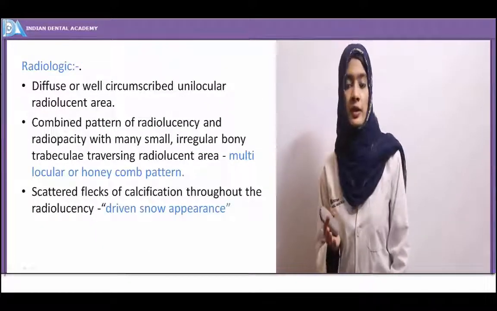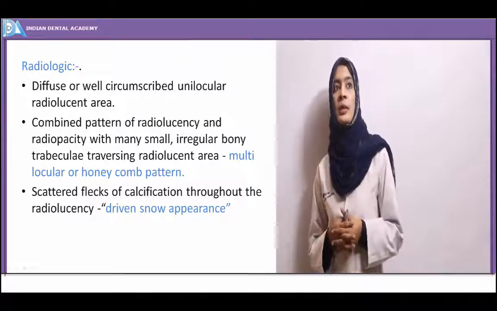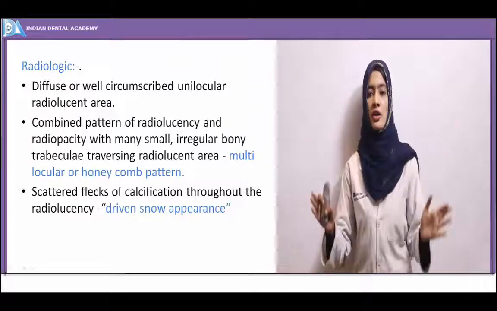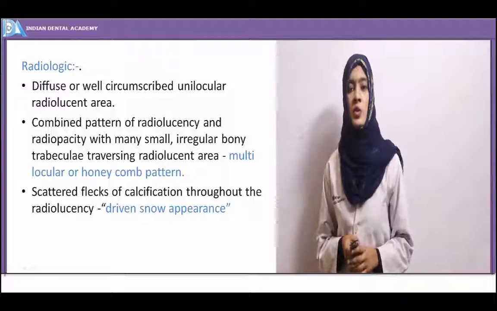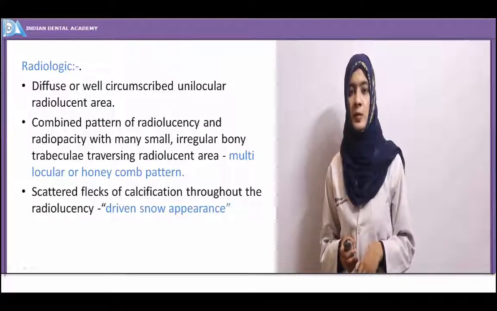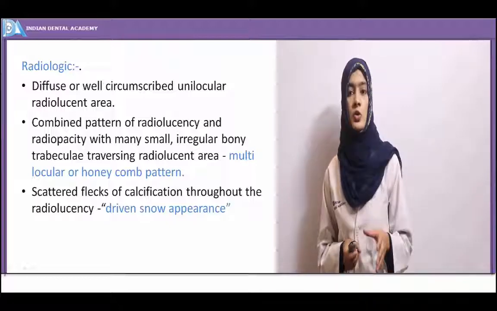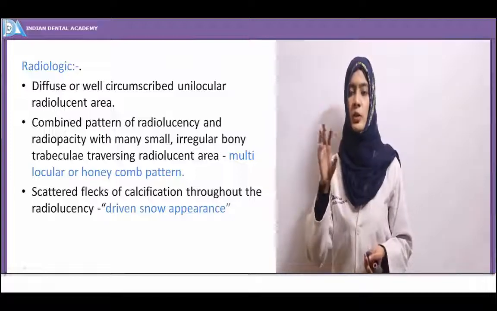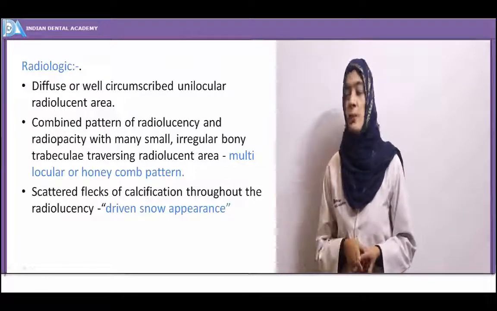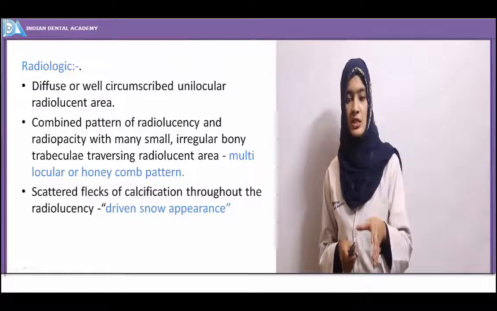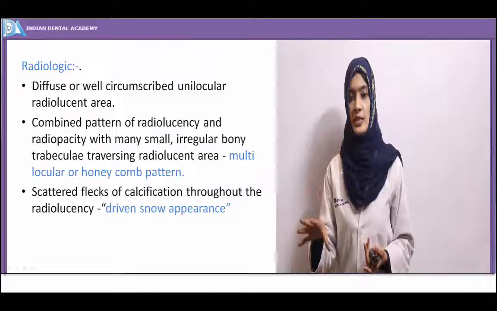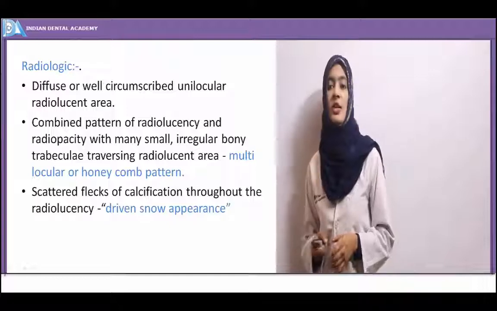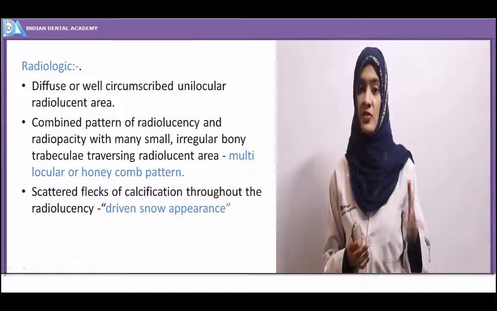When you see the radiologic picture, it is different. Here it may present as a diffuse unilocular radiolucency, or it may show a combined pattern of radiolucency and radiopacity, a mixed radiolucent radiopaque lesion, in which the central radiolucency shows some fine bony trabeculae within it, giving the appearance of a multilocular or honeycomb pattern. And within this radiolucency, whatever flecks of radiopacities are present give the appearance of a driven snow appearance. So the radiologic picture here is diagnostic, and it is different from the ameloblastomas.